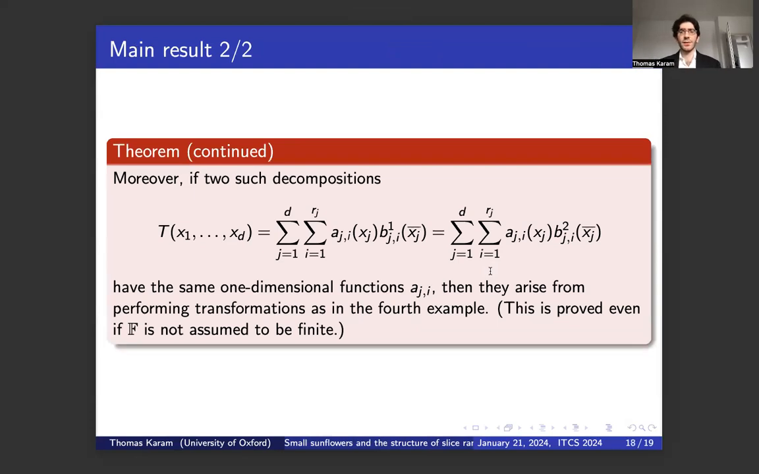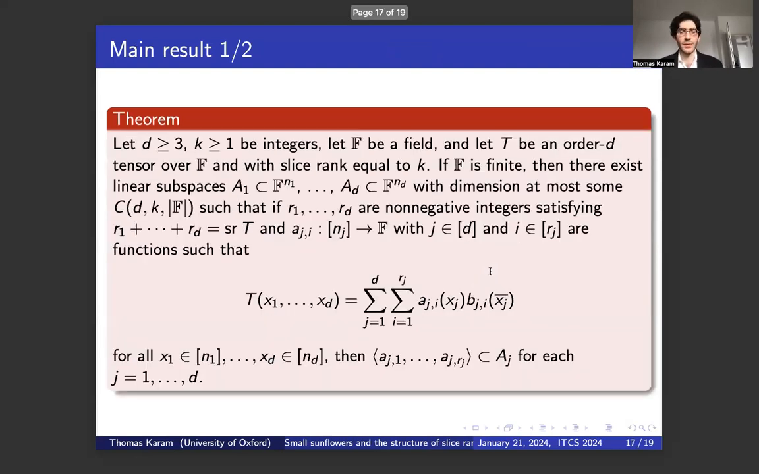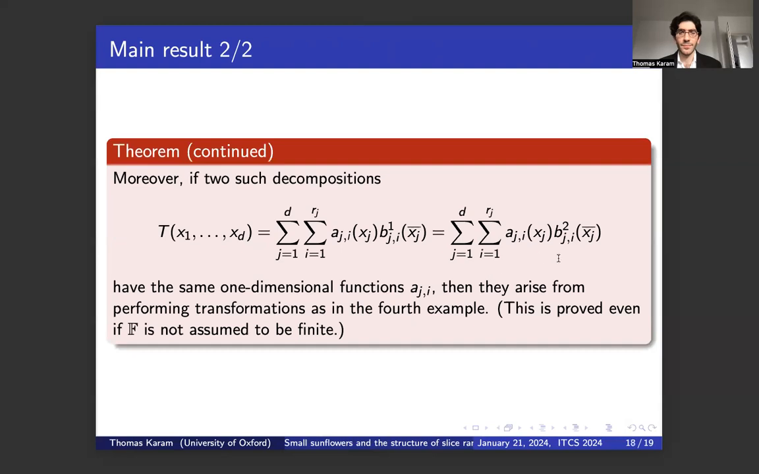Right. So this is what I've just said, right? The first point to drive home is that the number of possibilities for the one-dimensional functions is bounded, and once these are fixed, you can only modify the functions in the remaining variables by making the transformation that I just described. This second point is true also if the field is finite. So the second point is true without any assumption on the field.